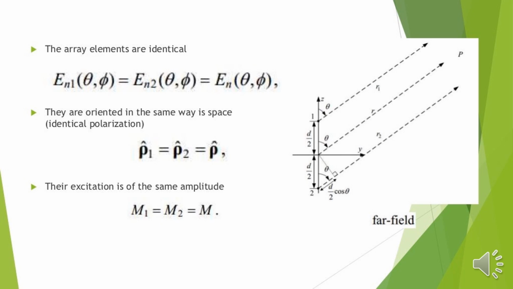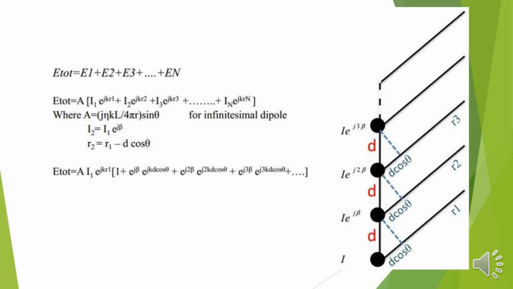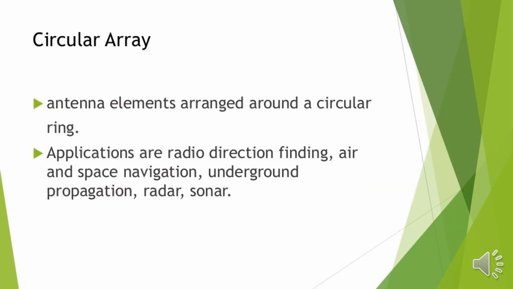Similarly, since their excitation is also of the same amplitude, they can be indicated as M1 is equal to M2 is equal to M. Coming to the n element linear array with uniform amplitude and spacing, an array of identical elements with identical magnitudes and with a progressive phase is called a uniform array. So E total is equal to E1 plus E2 plus E3 up to En, that is, the total of all the current values considered in that particular antenna is taken into consideration.